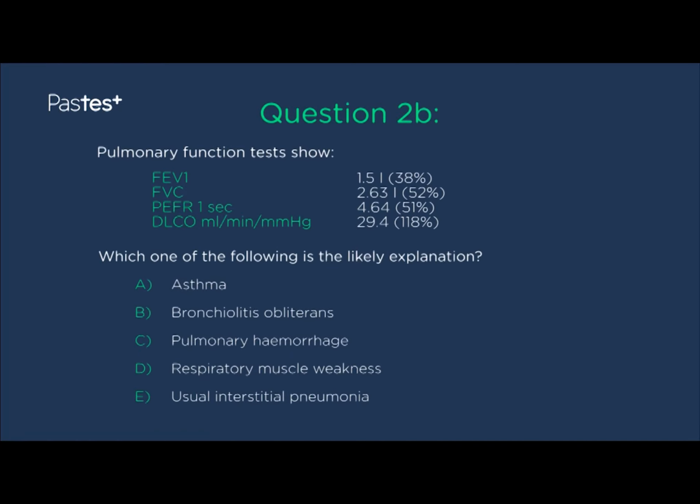2B, pulmonary function tests. So they've got an FEV1 that's 38% predicted, that's low. FVC 52% predicted. The FEV1/FVC ratio, that's 51%. And the DLCO, so the transfer factor, that's elevated at 118%. That's a bit unusual. What's the likely explanation for this? They offer you asthma, bronchiolitis obliterans, pulmonary hemorrhage, respiratory muscle weakness, usual interstitial pneumonia.